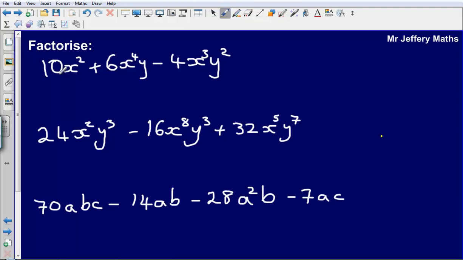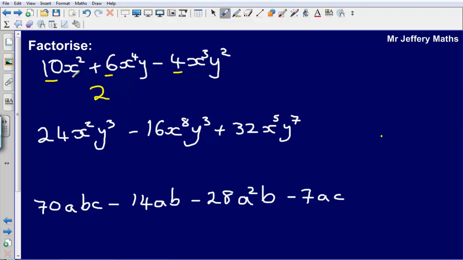Here we are asked to factorise 10x squared plus 6x to the power of 4 y minus 4x cubed y squared. So slightly trickier examples here. Let's start with the numbers. What's the highest number that fits into 10, 6 and 4? And that would be 2.